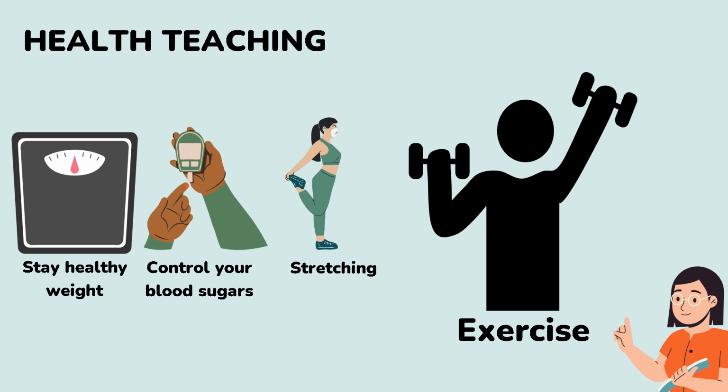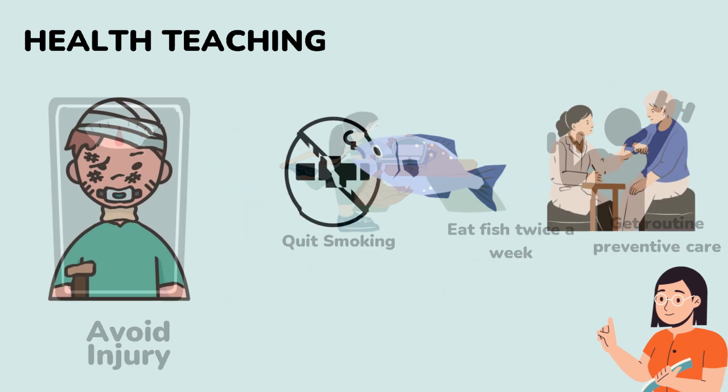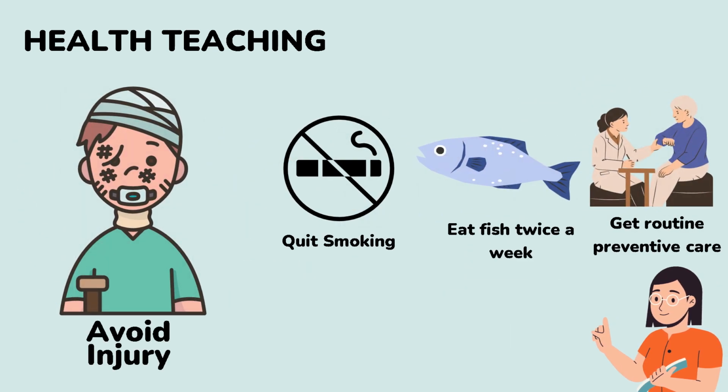Exercise. Just 30 minutes of exercise 5 times a week helps joints stay limber and strengthens the muscles that support your knees and hips. Focus on low-impact exercises like walking, cycling, or swimming. Avoid injury. An injured joint is more likely to develop arthritis than one that was never injured. Wear protective gear when playing sports and always lift with your knees and hips, not your back.